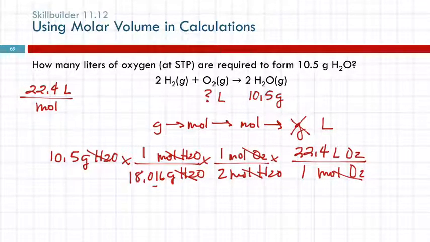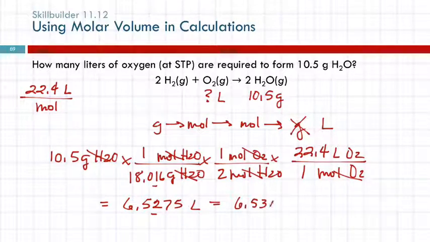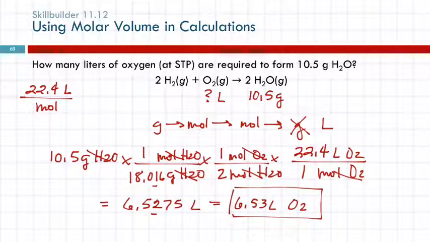So 10.5 divided by 18.016, divided by 2, times 22.4. I'm getting 6.527. I should have 3 significant figures, and my unit is liters. When I round that, I'm going to get 6.53 liters of oxygen gas. Any questions?